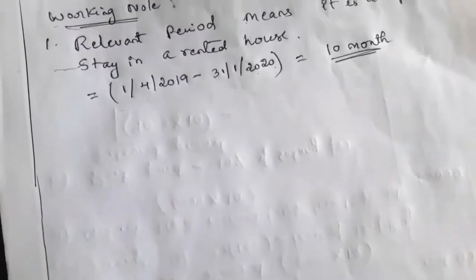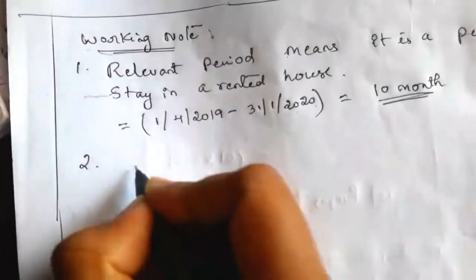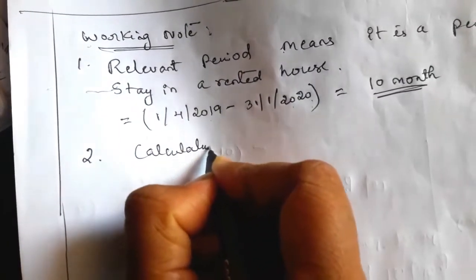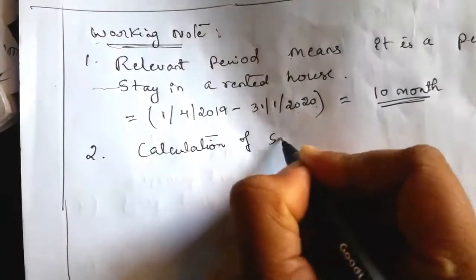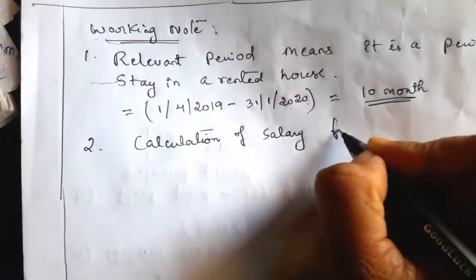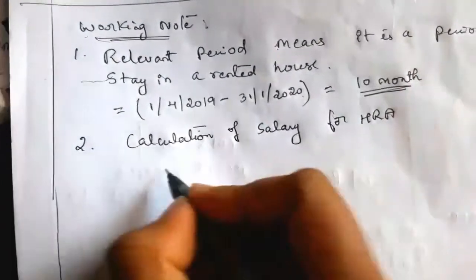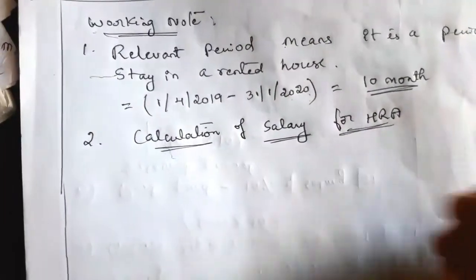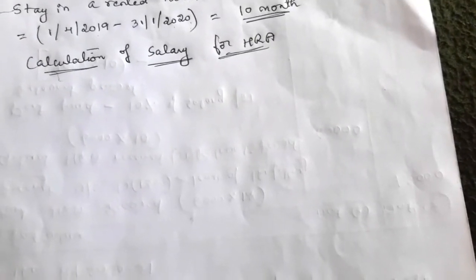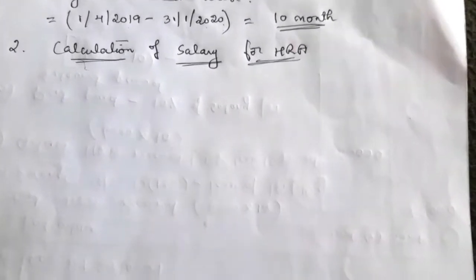Now we'll calculate what the salary is here. Second note, calculation of salary for HRA. What does salary mean here? We take the same as for employees not covered under the Gratuity Act, that is basic salary, DA, DP if considered for retirement benefit, and commission if given as a percentage on turnover.